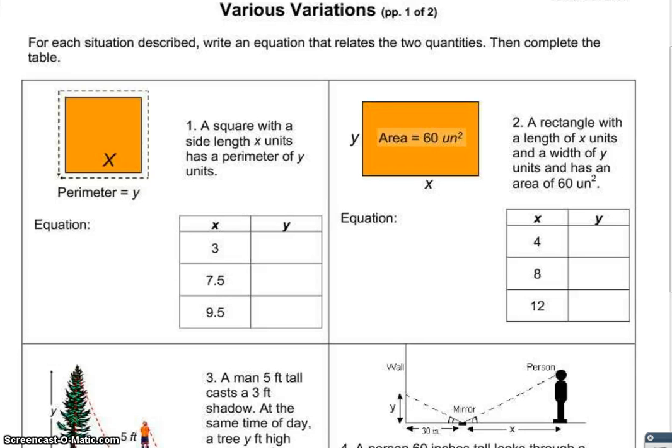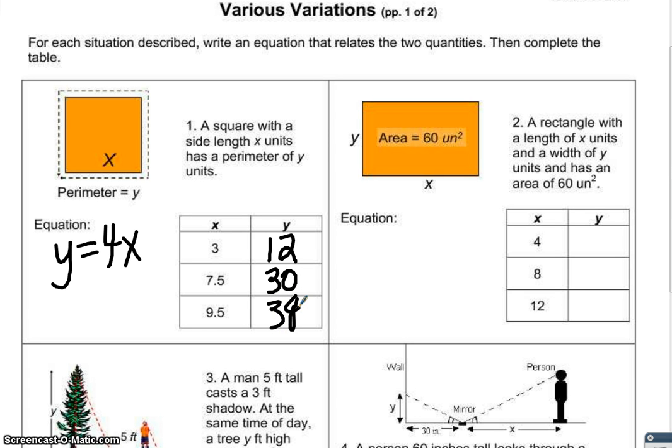Today we're going to be working with variations. It says for each situation described, write an equation that relates the two quantities, and then we're going to complete the table. A square with a side length x has a perimeter of y units. Remember, perimeter, I'm going to add all my sides. So here I have a square, and my equation is going to be y equals 4 times x. If I take my x values, 3, 7.5, and 9.5, and plug them in for x, I get 12, 30, and 38.